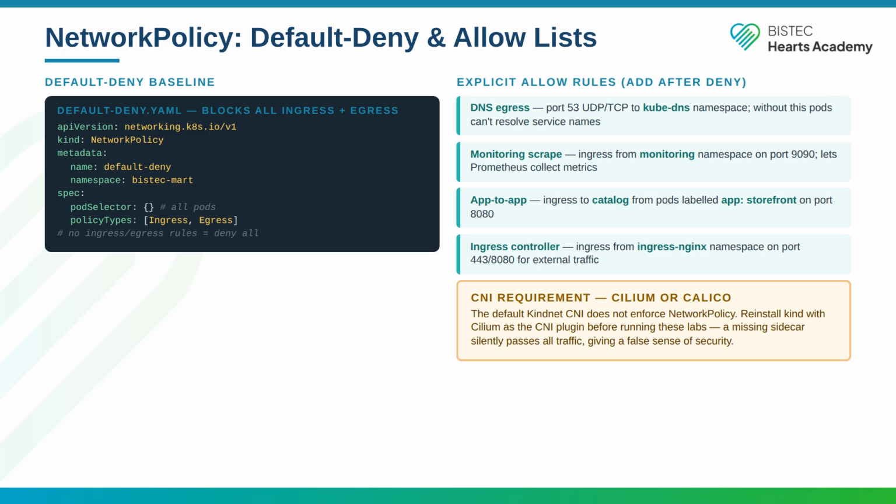KindNet, the default kind CNI, accepts NetworkPolicy objects and ignores them entirely. There is no error message. Your policies look applied but enforce nothing. Use Cilium or Calico and verify that CNI pods are running in kube-system before trusting any network policy.